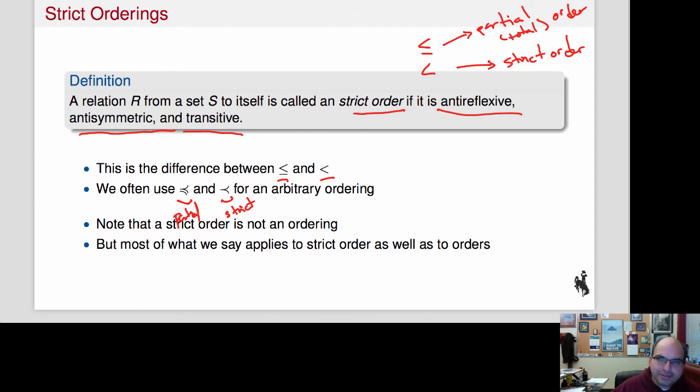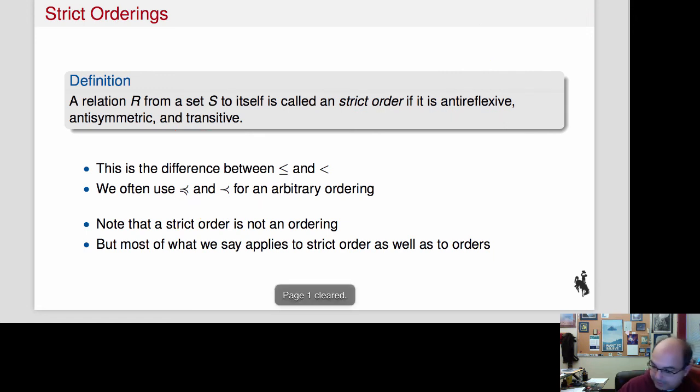And I have to just confess, like I said, this is not kind of standard notation. A strict order is by definition not an order, because an order has to be reflexive and antisymmetric and transitive. And in fact, quote, strict order is not reflexive. So keep that in mind. However, all of the theorems and all of the things that we're going to say about partial orders will generally be true also about strict orders. So it's a valid concept to have in your mind.